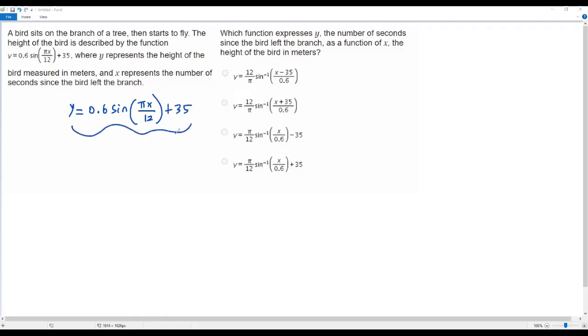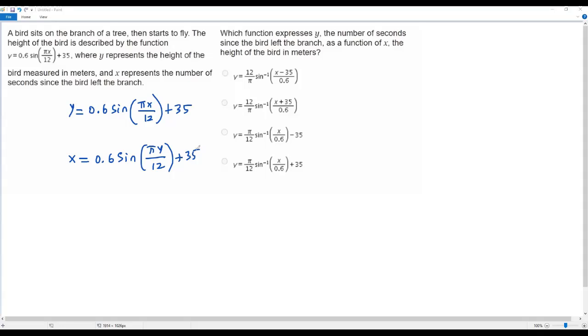To get the inverse of this function, the first step is to switch y and x. That is, this y has to be replaced by x and this x has to be replaced by y. So then I'll be getting x equals 0.6 times sine of pi y over 12 plus 35. Now I have to solve for y in terms of x. So for that I have to isolate y. I have to get rid of all the stuff around the variable y.